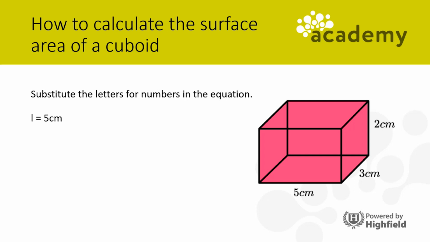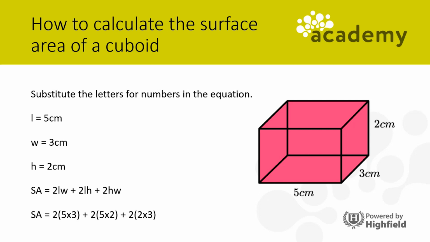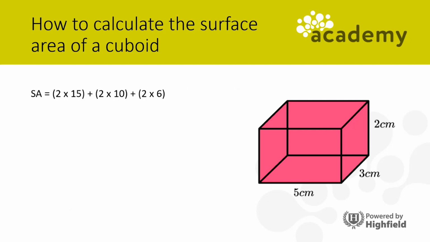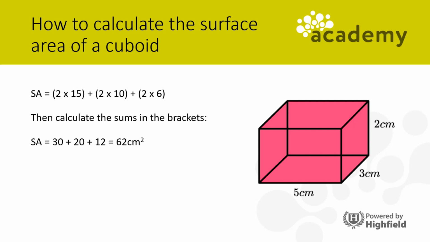L equals 5 centimeters, the width equals 3 centimeters, the height equals 2 centimeters. So 2LW plus 2LH plus 2HW is 2 times 5 times 3 plus 2 times 5 times 2 plus 2 times 2 times 3. In other words, 2 times 15 plus 2 times 10 plus 2 times 6. Then calculate the sums in brackets. 30 plus 20 plus 12 equals 62 centimeters squared.